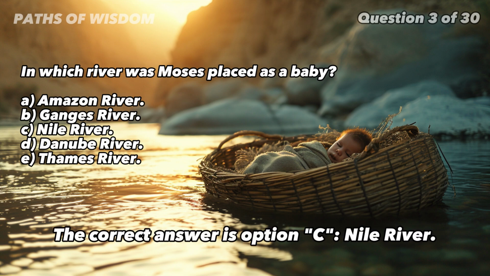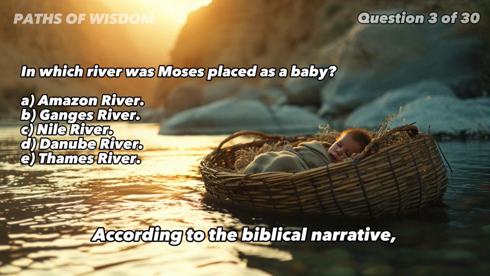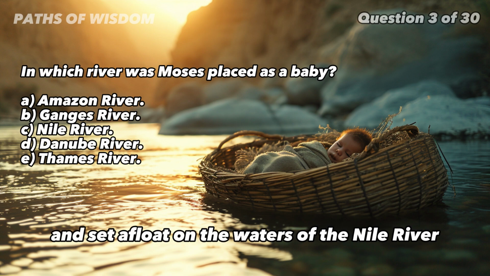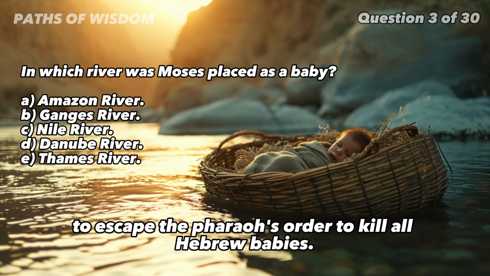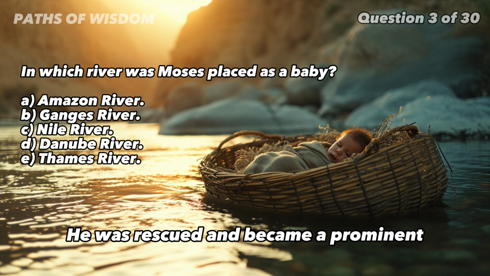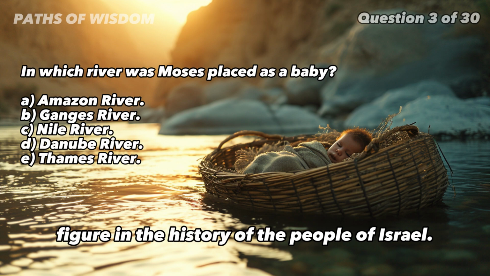The correct answer is option C. Nile River. According to the biblical narrative, Moses was placed in a basket made of reeds and set afloat on the waters of the Nile River to escape the pharaoh's order to kill all Hebrew babies. He was rescued and became a prominent figure in the history of the people of Israel.